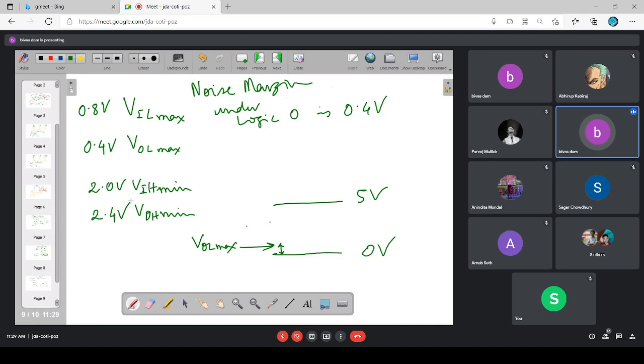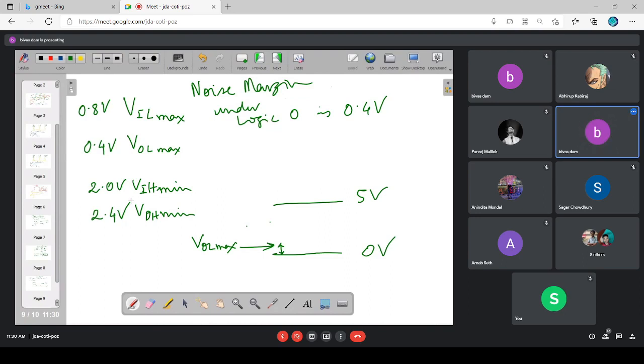Now you may raise one question: sir, if the input signal strength is within 0.8 to 2.0, what will happen? What will be the inference? The inference is it cannot be detected as a valid signal strength. It may respond in some arbitrary manner. Nobody knows what will be the response. So if the input signal is within 0.8 to 2.0 volt, the response is not guaranteed. Nobody can predict what will be the response. Okay, fine.